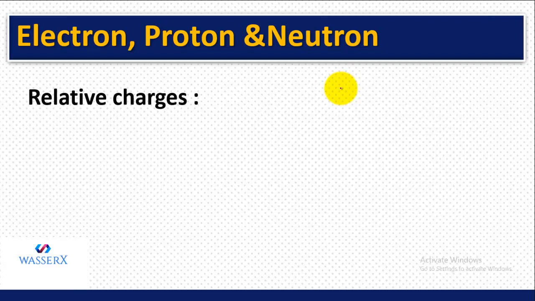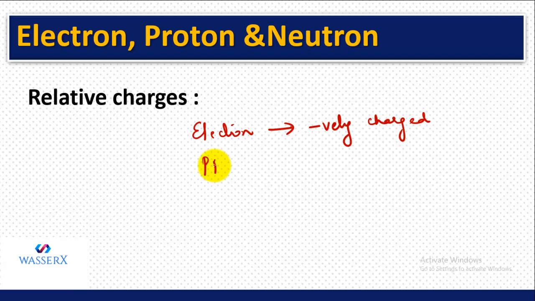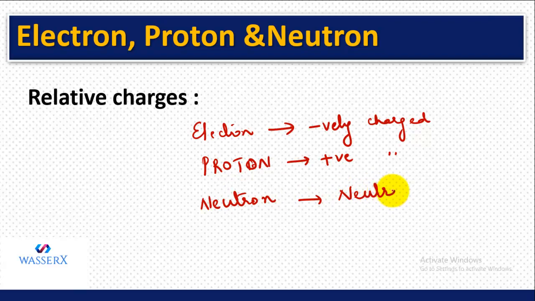See, these particles possess certain charge. If I talk about electron, right? So electron is negatively charged. I'll write it for you. Electron is negatively charged. Likewise, if I talk of proton, proton has positive charge. And the third subatomic particle, that is neutron, it has no charge. It is neutral.